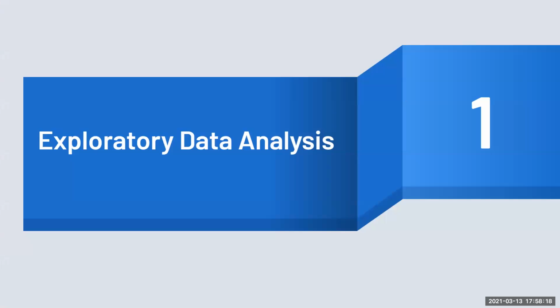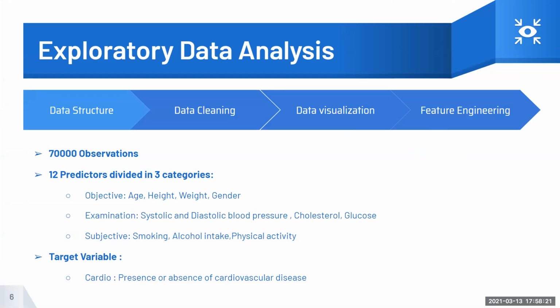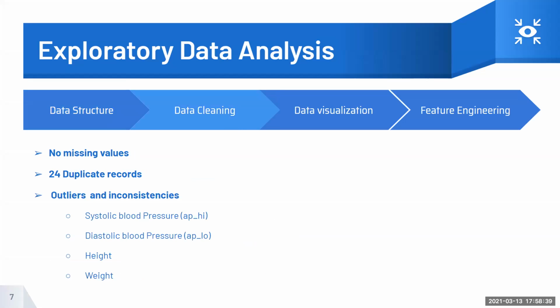So the first part of our exploratory data analysis is looking at the data structure. Overall, we have 70,000 observations. We have 12 predictors in 3 categories: objective, examination, and subjective. Our target variable is cardio, whether or not there is the presence or absence of cardiovascular disease. Within our data cleaning, we found there are no missing values, there are 24 duplicate records, and there are outliers and inconsistencies in these following 4 variables: systolic blood pressure, diastolic blood pressure, height, and weight.